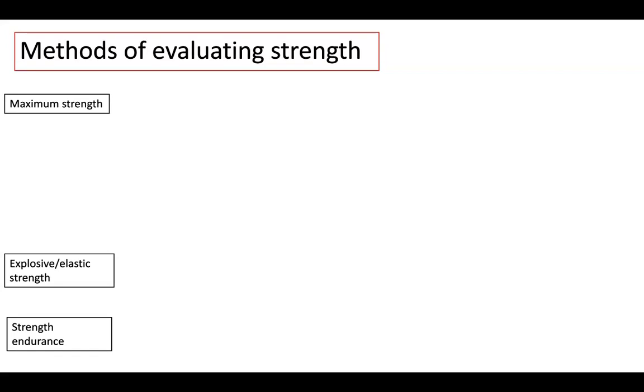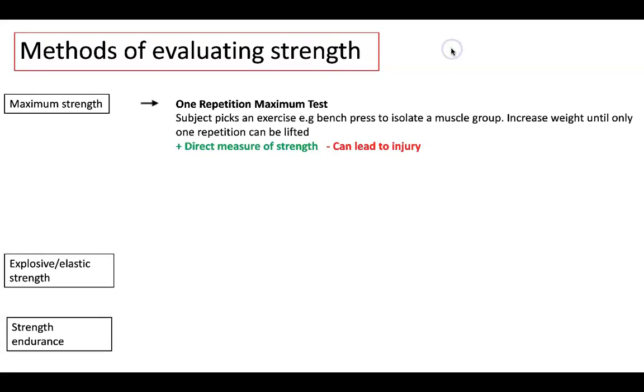If we're looking at maximum strength, there are two methods used of evaluating it. Okay, so the first one is the one repetition maximum test. So that's the name of the test. That's what we need to know it as, the one repetition maximum test. So how this works is a subject picks an exercise, for example, a bench press. So you're isolating a muscle group, i.e. pectoralis major, and what you do is you increase weight until only one repetition can be lifted.